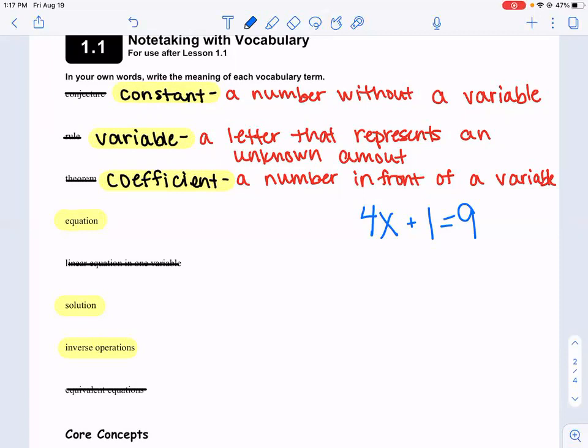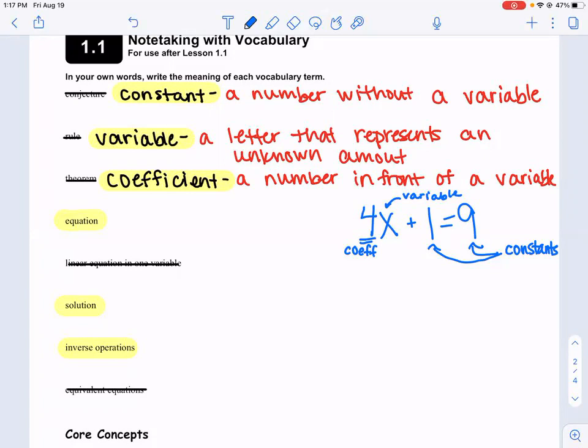So this right here, 4x plus 1 equals 9. 4 is what we would consider the coefficient. X is our variable. 9 and 1 are both constants. Okay. If you want an example of what I'm talking about, you could write that.